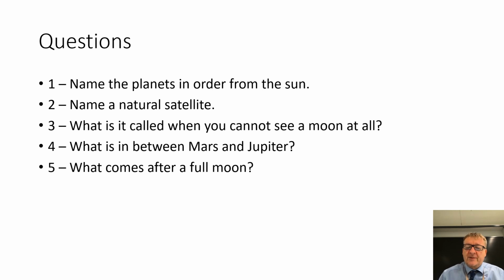Now, the questions I'm going to be asking. You've got to write these down into your exercise books, write the questions, and then write down answers after it. Name the planets in order from the sun. Let's miss off Pluto. Name a natural satellite, it's literally one word. What is it called when you cannot see a moon at all? You need to look back at the video and work out when I can't see any moon.